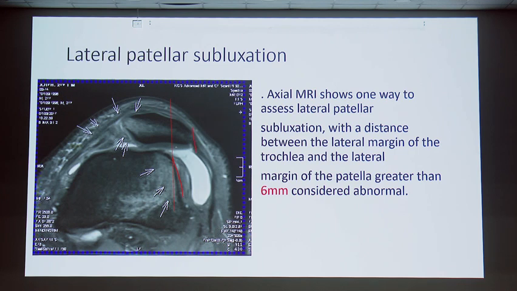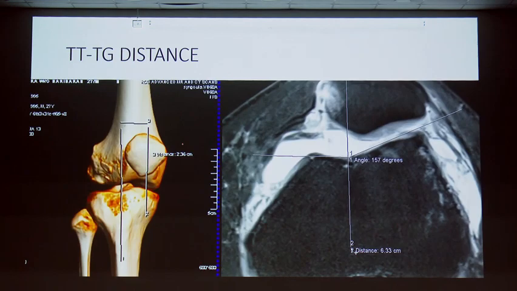If it is more than 6 millimeter, it means significant subluxation. Normally 1 or 2 millimeter is almost near normal. If it is more than 6, it is definitely abnormal. So, lateral patellar subluxation: how do we measure these angles and the TTDG distance? There are 3 to 4 types of how to measure.